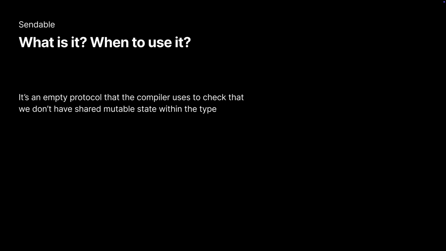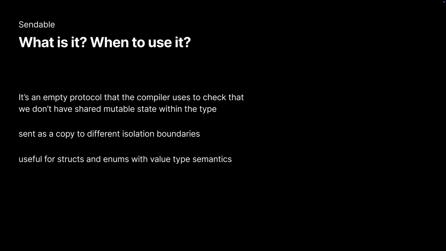For value types, we could ensure that they conform to Sendable. What is Sendable? It's an empty protocol that the compiler uses to check that we don't have shared mutable state within the type. Sendable types can safely be sent as copies to other isolation boundaries. In that sense, they are particularly useful for structs and enums with value type semantics. You can make a class Sendable, but it's not something that you would normally want to do.